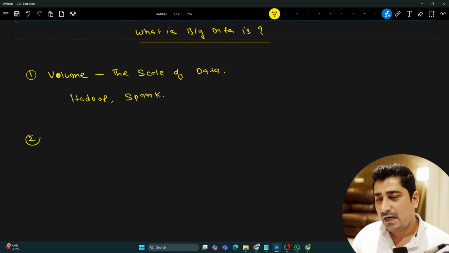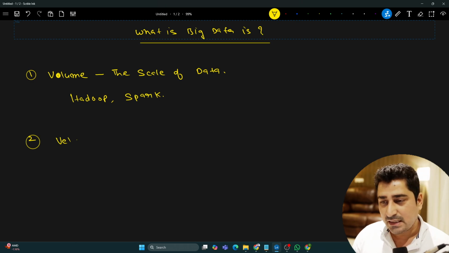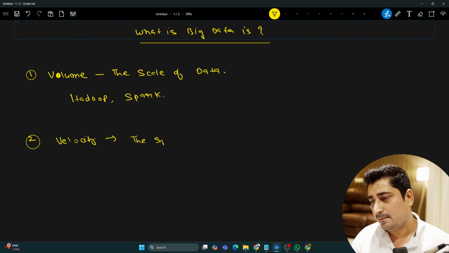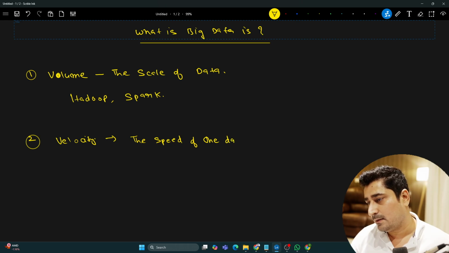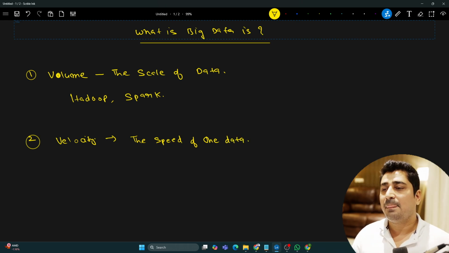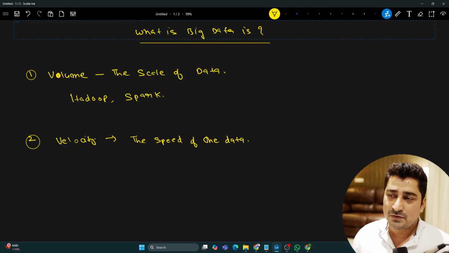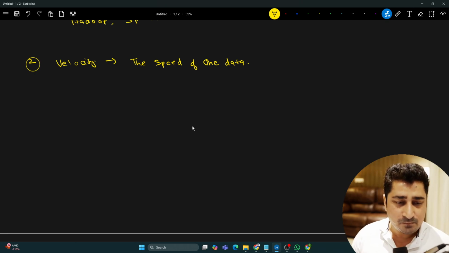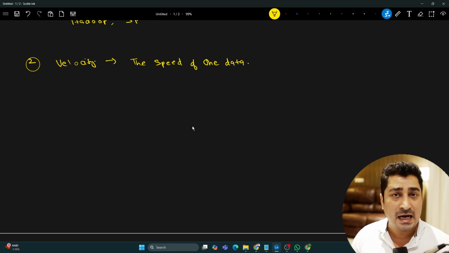Now, the second V is something called velocity, the speed of the data. Let's suppose we are receiving data at a certain speed. Maybe we are receiving data in real time from an IoT sensor. So we have a lot of sensors in place.